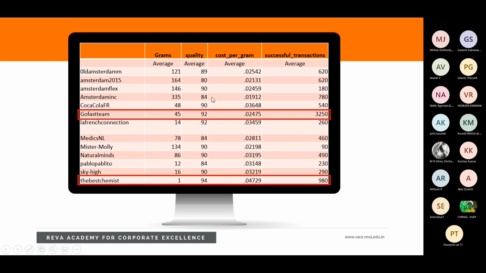Right? If you look at Go Fast Team, look at the volume, 3,250, almost 3.5 times. It is the highest as compared to the others. 3,250 in terms of volume, Go Fast Team is the one doing the highest. And look at the cost per gram, 0.02, which is almost half the cost of the best chemist. His rating is also okay, but not as good as the best chemist, right?